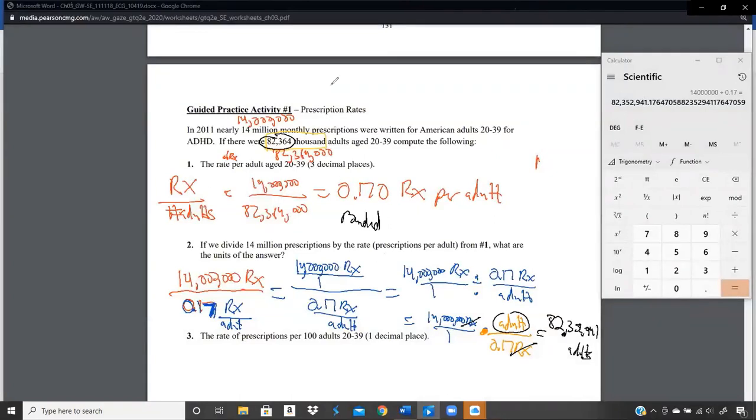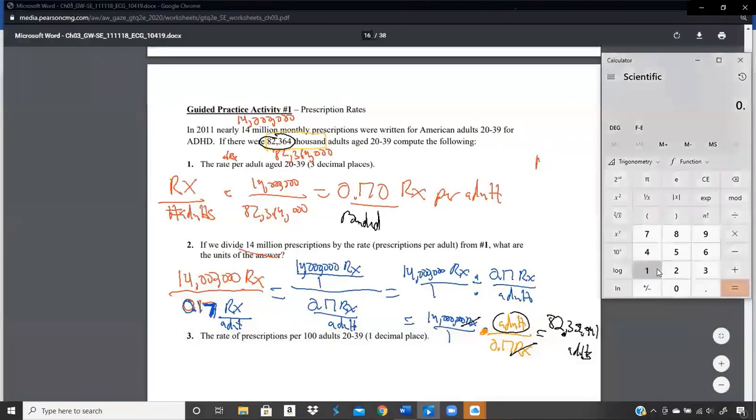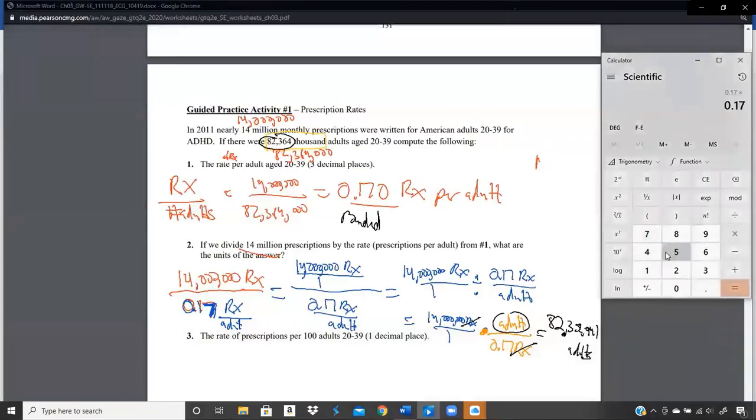What happens if you multiply? If you multiply this 14 million prescriptions by 0.17 prescriptions per adult, you're going to get a nonsense answer. 0.17 times 14 million, you'd get 2.3 million and some change, but the units, you would have prescription in the top twice, so it's prescriptions squared and then adults. So there's 2.4 million prescriptions squared per adult. I have absolutely no idea what those units mean, so it doesn't make sense.